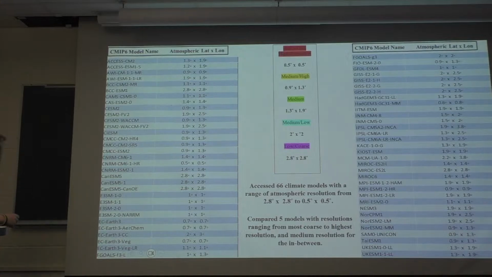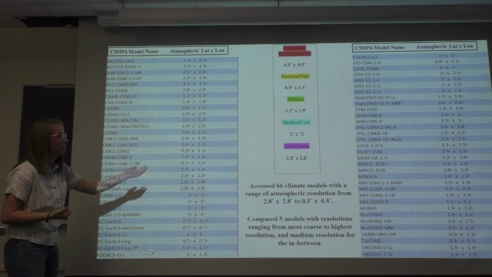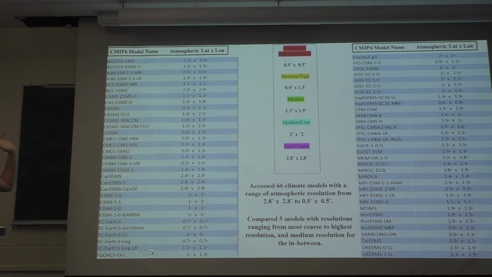So what I have here is all the models that I worked with. These are the 66 models. And then because it's a ton of models, we are only looking at a 5 scale of resolution. So at the top we have high resolution, at the bottom we have low and coarse. And so it ranges from 0.5 degrees to 2.8 degrees. And then we're going to determine out of those 5 which ones would be best to use.